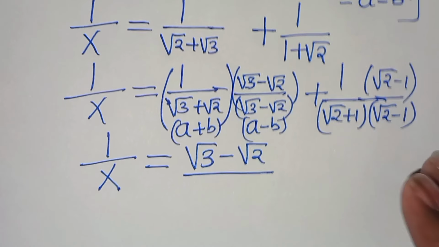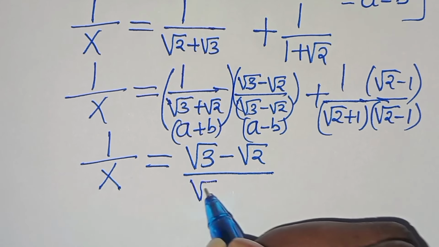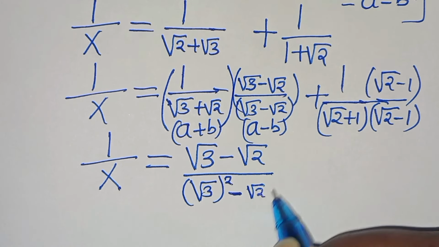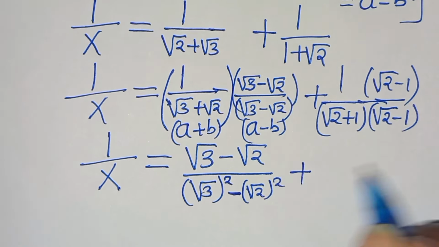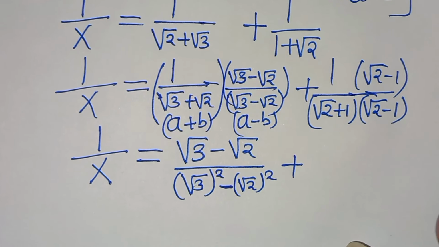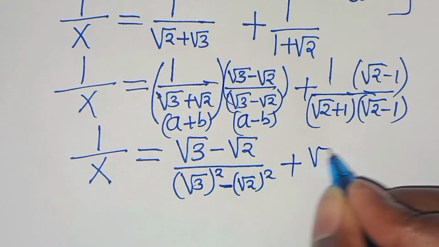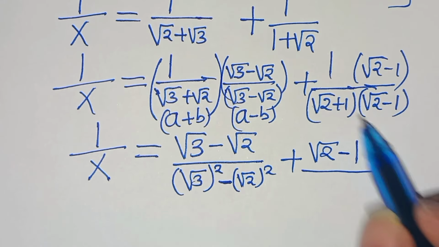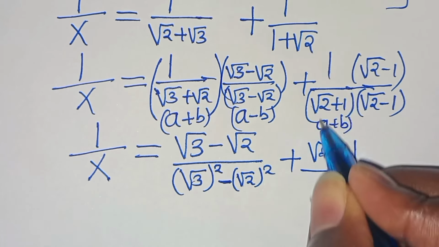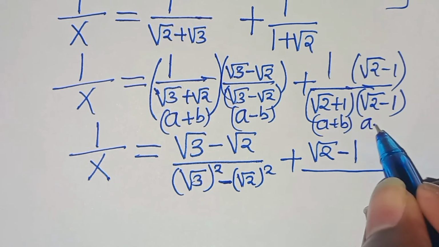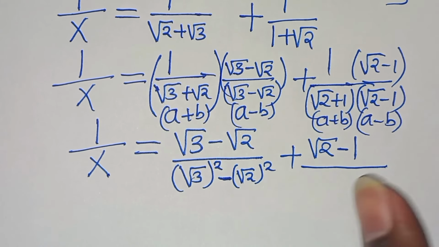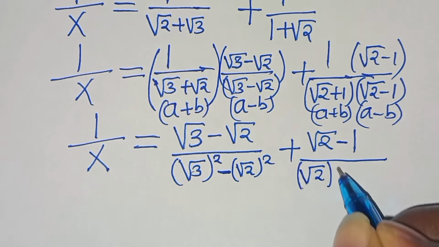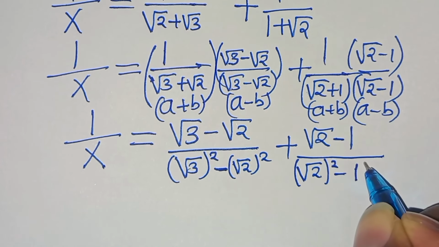So in essence to that, here we have square root of 3 raised to the power of 2, then subtract square root of 2 raised to the power of 2. Then now, plus the second part here. The second part here we have, in the numerator, square root of 2 minus 1 divided by square root of 2 plus 1. This is in the form of a plus b. Again here, square root of 2 minus 1. This is in the form of a minus b. So this means that here we apply the identity, so that now in the denominator we have square root of 2 raised to the power of 2 minus 1 to the power of 2.